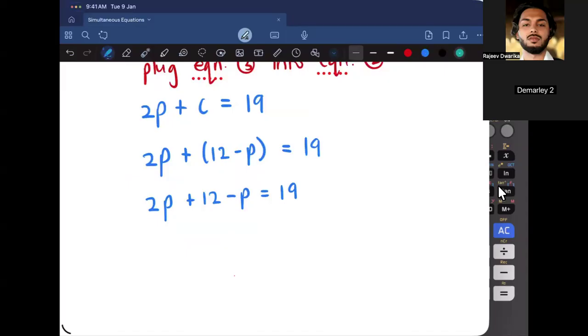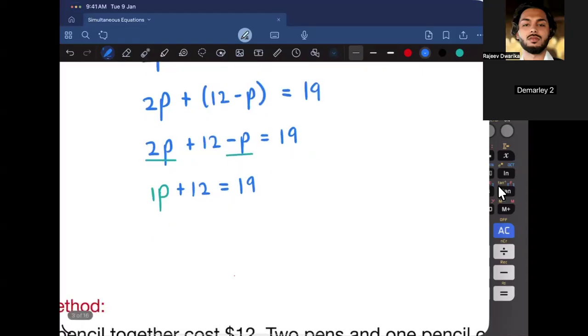You have 1 pen. Right. So 2 pens minus 1 pen, that just leaves you with 1 pen. Simple enough, right? Yeah. And I have the plus 12 here, and that's equal to 19. So I want to find P. I want to find how much 1P is equal to.